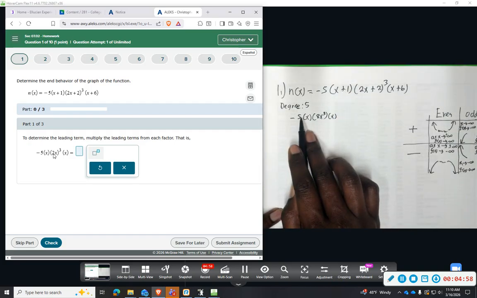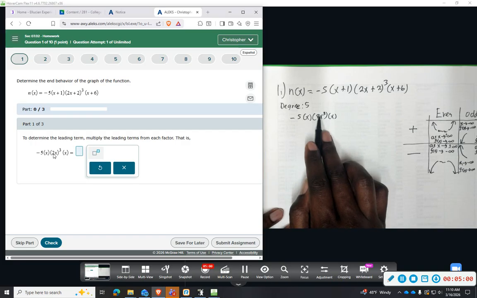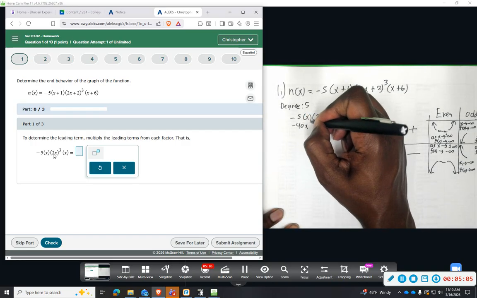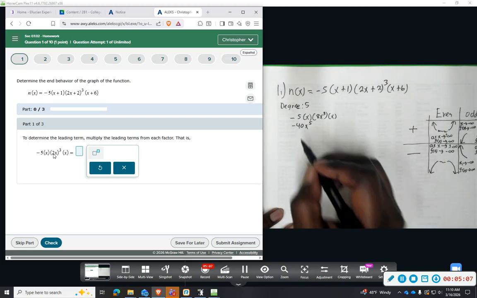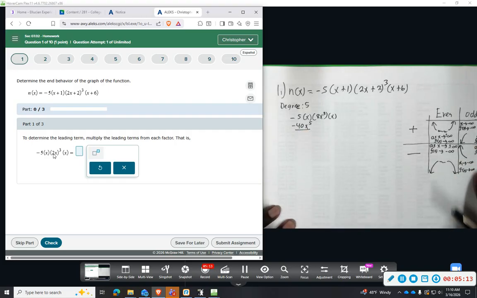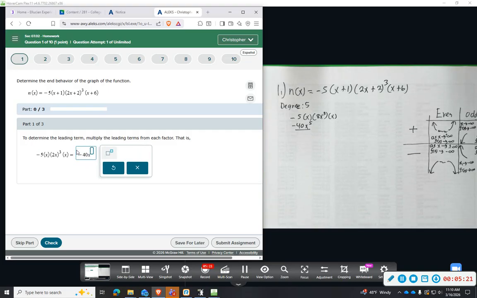This is going to give us 5 times 8 is a negative 40, x to the 5th. So this is going to give us our leading coefficient, and that, our leading term, and that pretty much dictates the end behavior. So we are looking at a negative 40 x to the 5th.